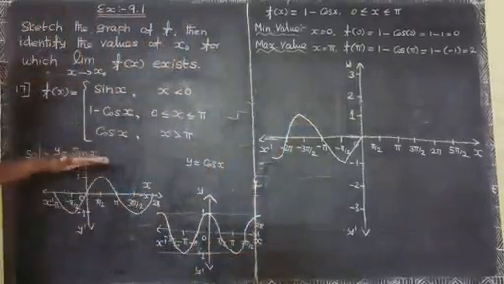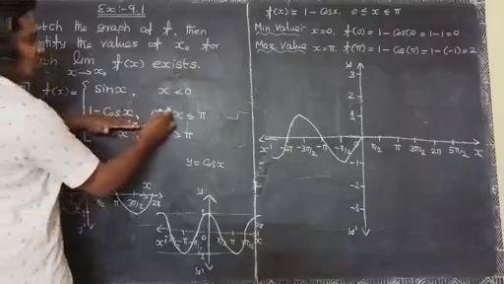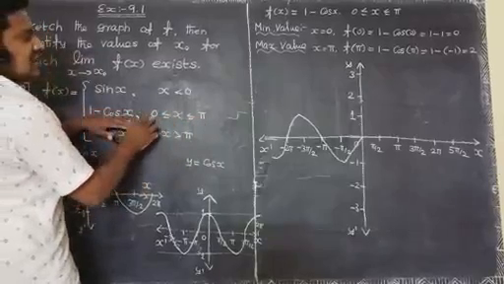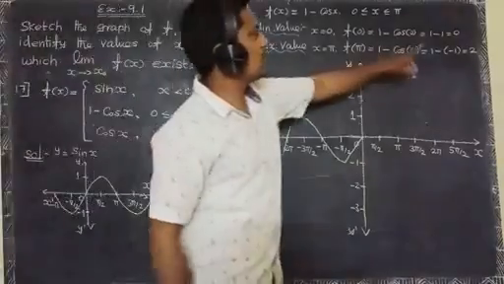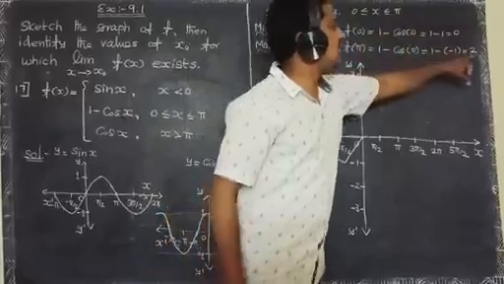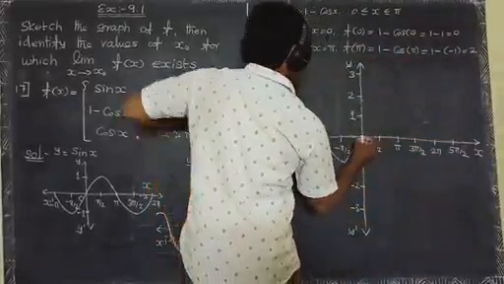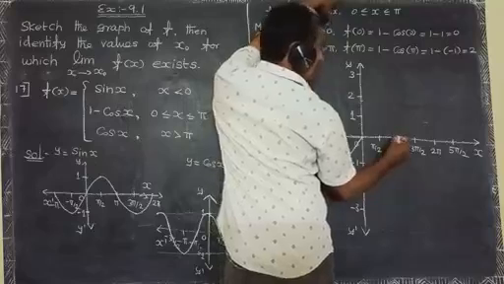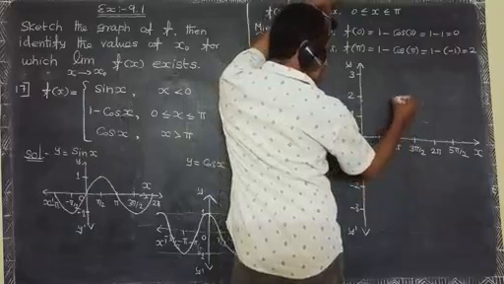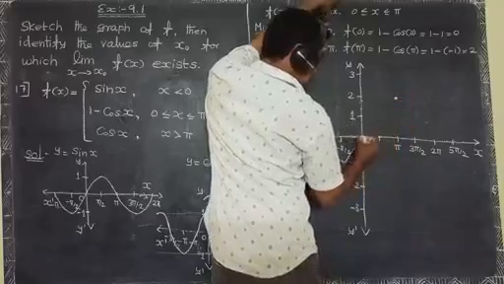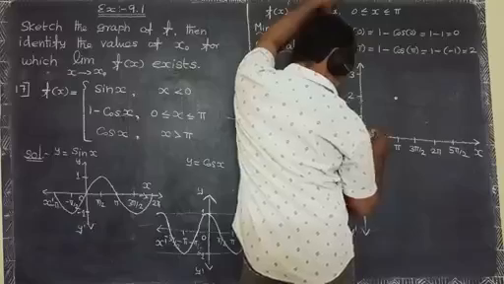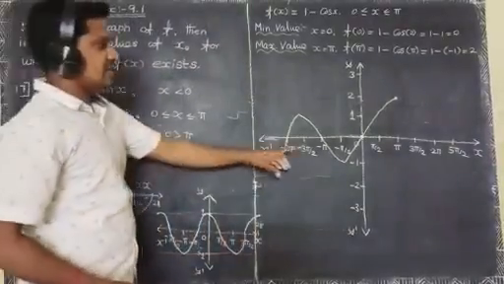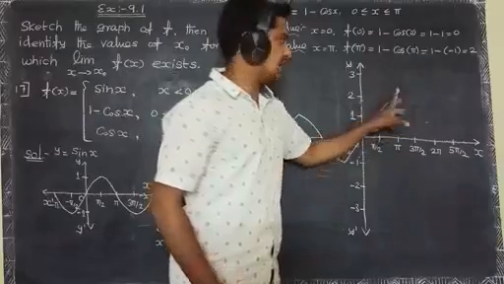Next we take the another function 1 minus cos x, 0 less than or equal to x less than or equal to pi. In this function the least value, that is the minimum value, is 0, and the maximum value is 2. Substitute x equal to 0, y is 0. Substitute x equal to pi, y equals 2. So connecting these points, this is the curve y equals 1 minus cos x, from 0 to pi.